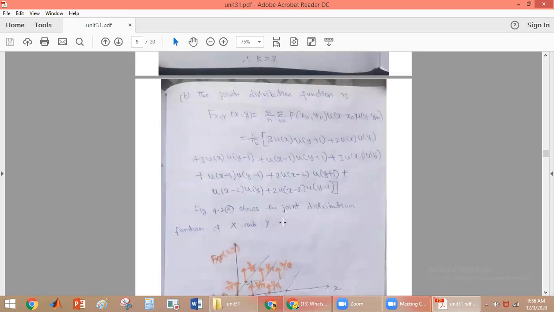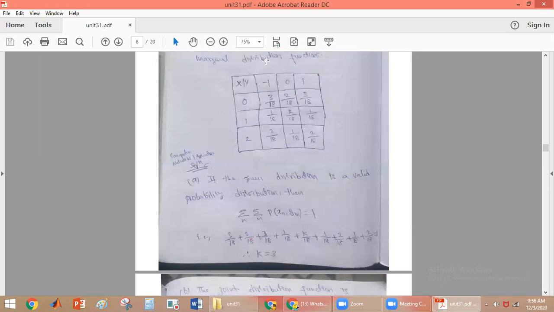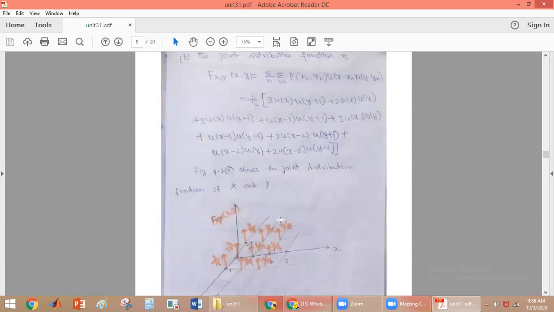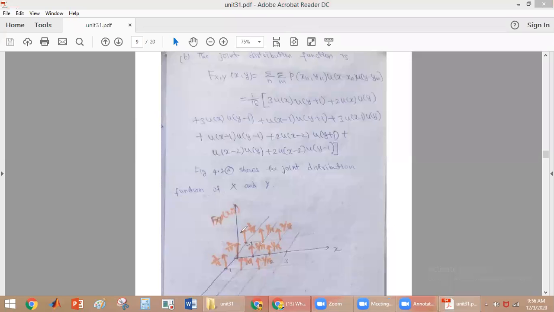So now if you observe this table, what is here? X value is 0, comma minus 1. So x is 0, y is minus 1. X is 0, y is minus 1 means this term. So at this particular location, what is the amplitude? It is 3 by 18. And here x is 0, y is also 0. What is the value here? It is 2 by 18.